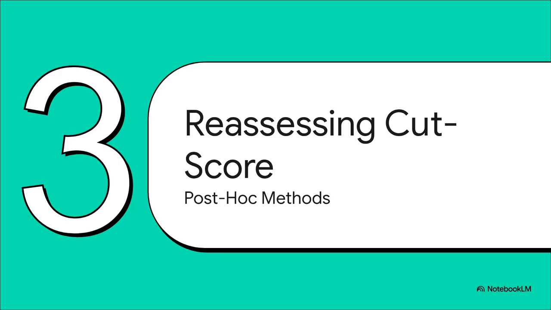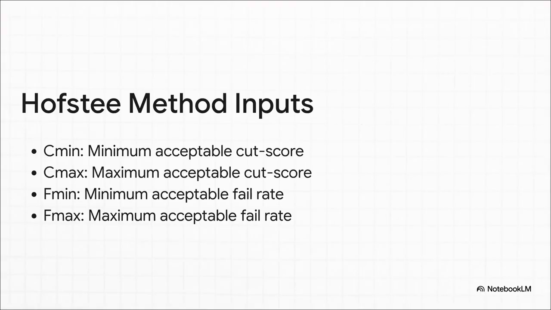Now, and only now that we're sure we have a psychometrically sound exam, can we start to ask, was our standard of 70 maybe a little too high for this specific test? And to answer that question, we turn to something called compromise methods. The Hofstee method is just a fantastic tool for this.